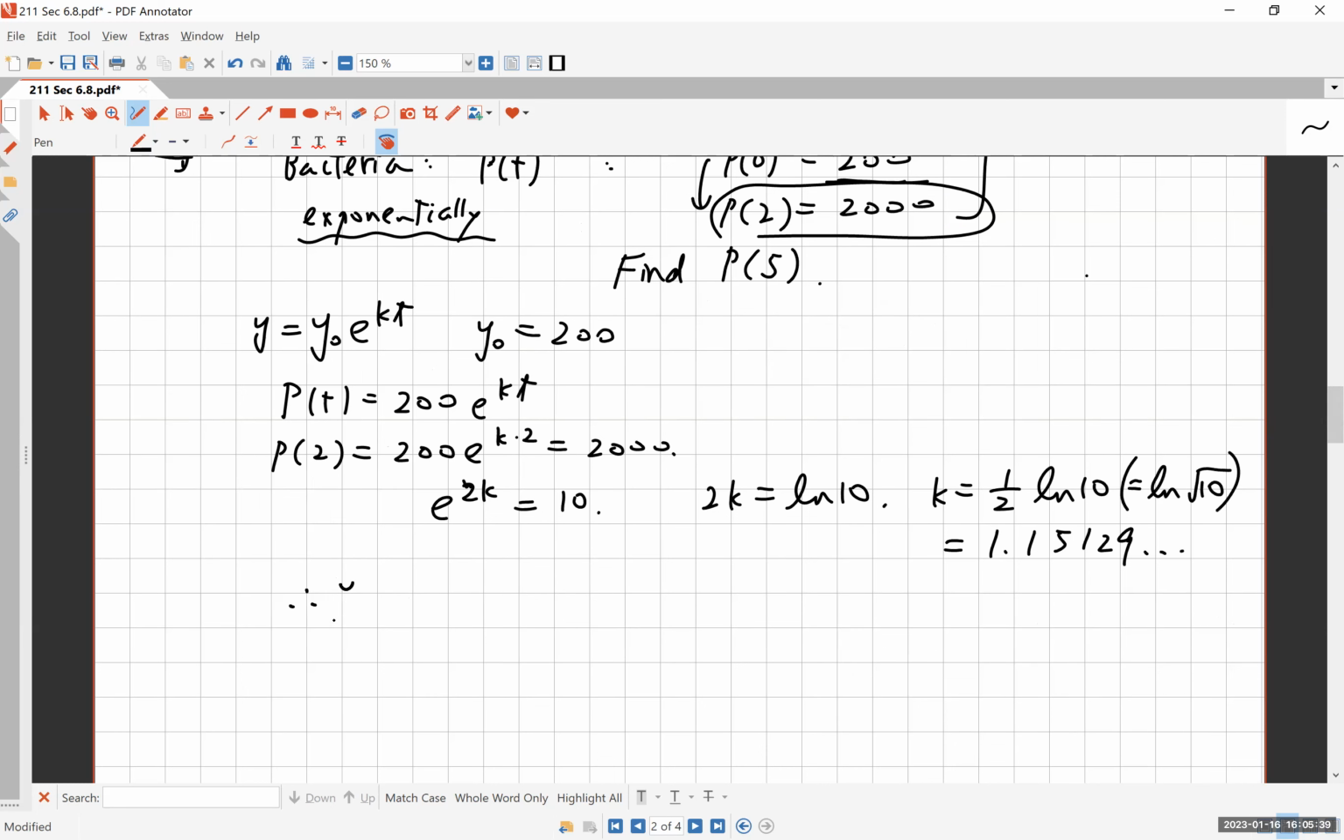So now we have a nice equation for p. P of t is 200 times e to the 1.15129 blah, blah, blah, t. And this number is usually not a very nice number. It's usually an irrational number because the natural log function is involved.